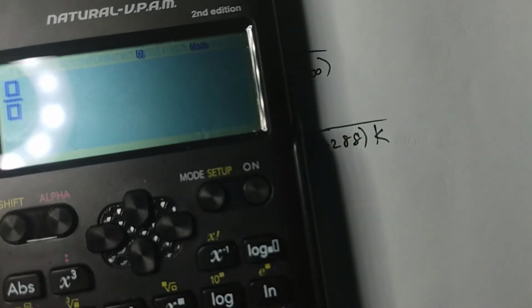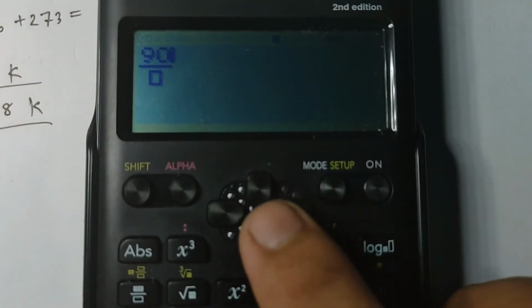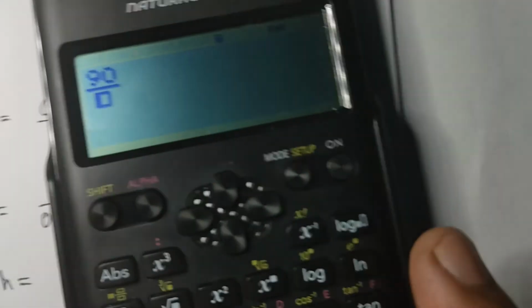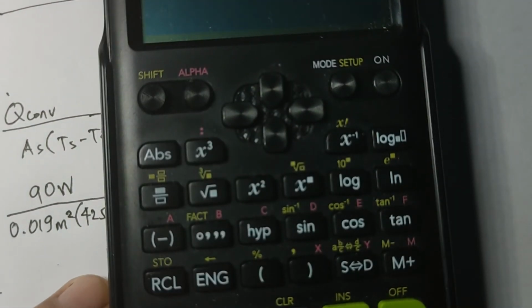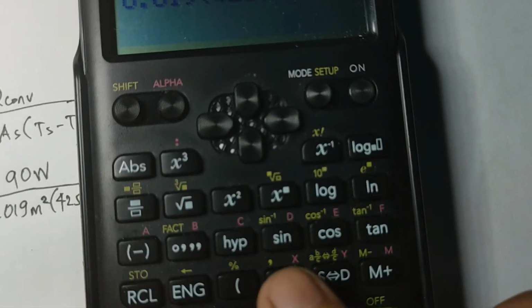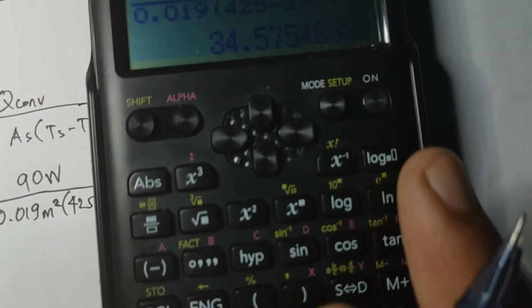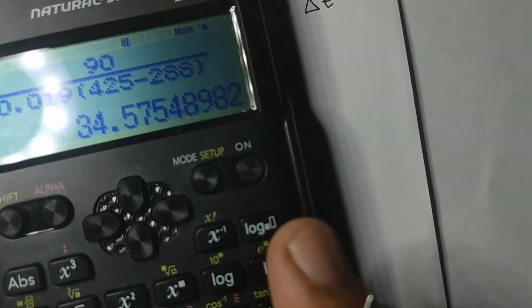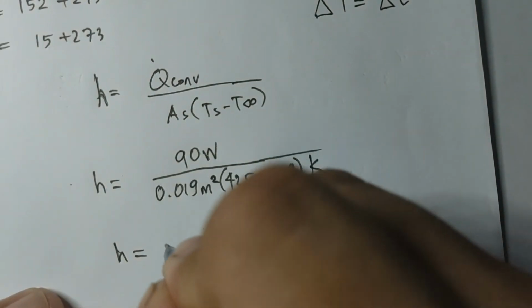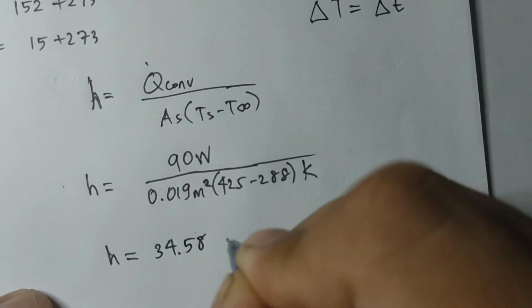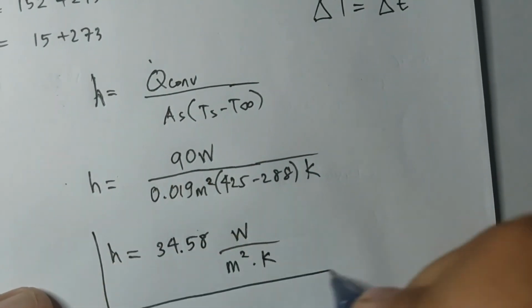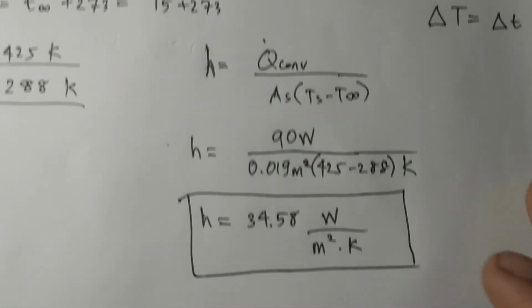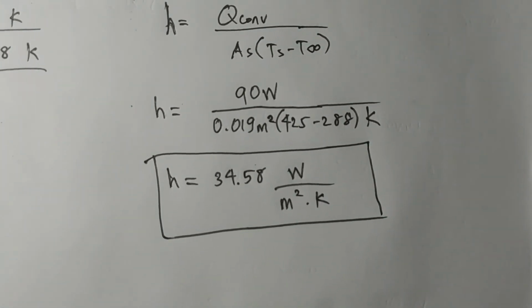Makuha natin yung ating convective heat transfer coefficient. So we have 90 divided by 0.019 times 425 minus 288. Makuha natin dyan is 34.58 watts per meter squared Kelvin. So, this is our answer in problem number 2. Napaka-easy lang, di ba? So, sige.